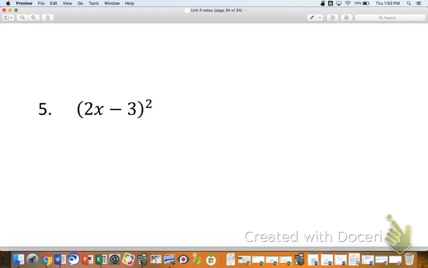Here's what they're thinking. Oh, okay. Well, 2x squared. Well, 2 squared is 4. X squared is x squared. And they get this. And they say, well, negative 3 squared, that's 9. So I'm done. This is wrong. This is wrong.